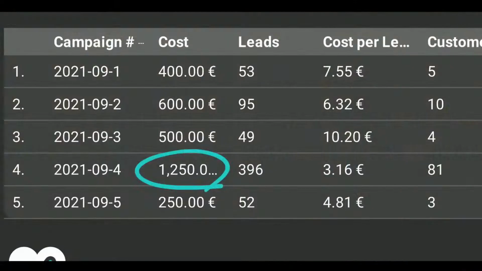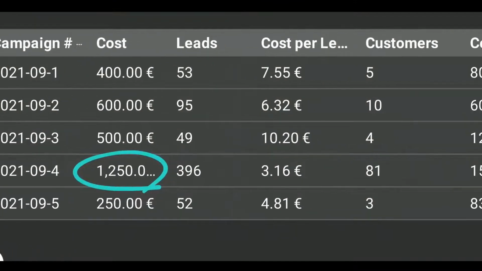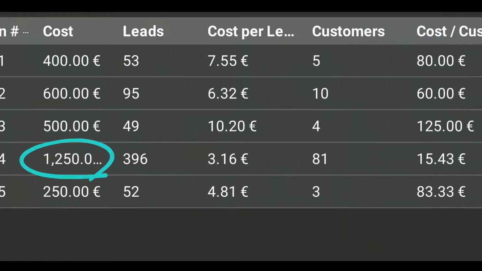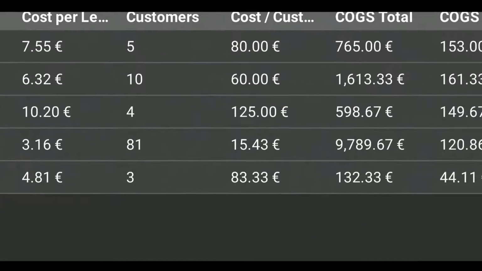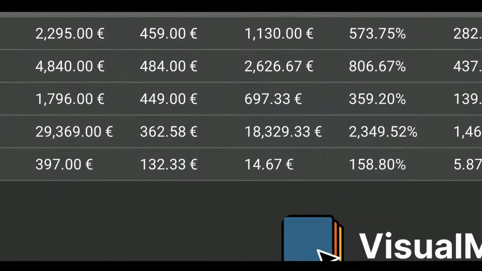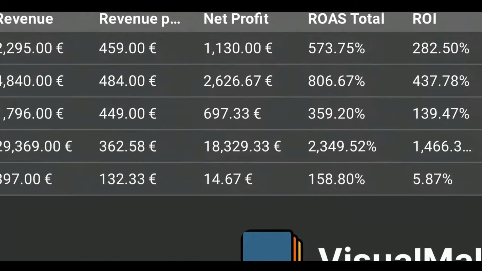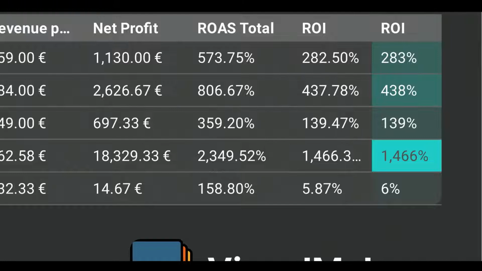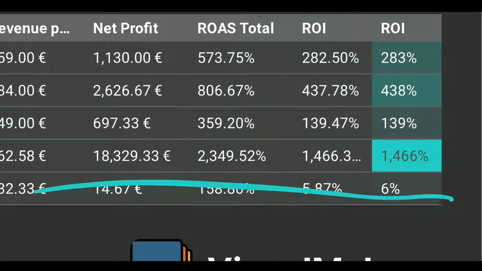So here we go. 1,200 euro out of the 3,000 was spent here. 369 leads, thank you very much, for 3 euro. 81 customers, great. And we netted 18,000 euro. The other ones are also interesting, but by now I would probably start killing this one. Yeah, the other ones are too good. This is sucking up money.